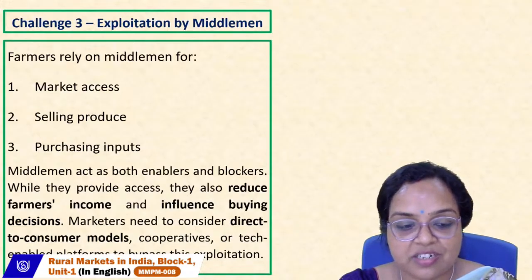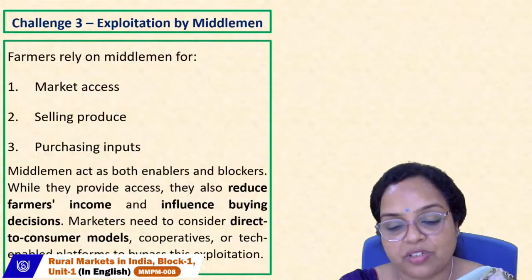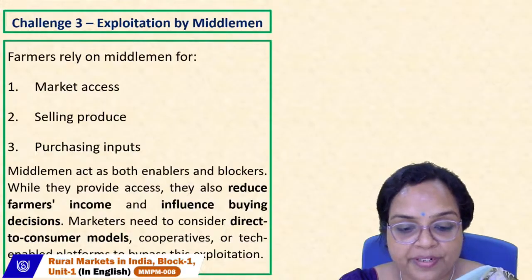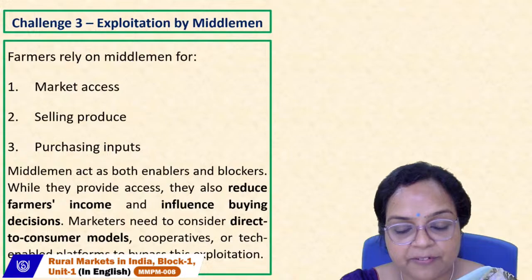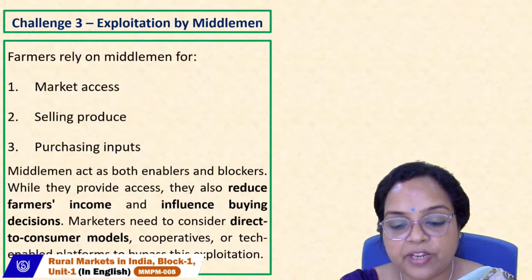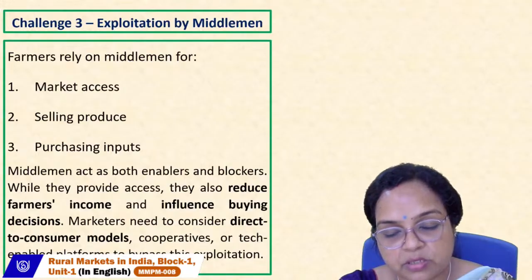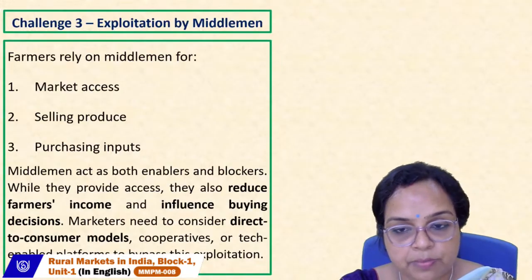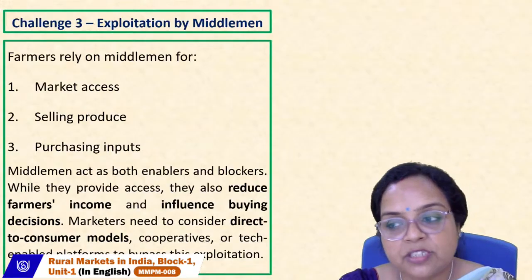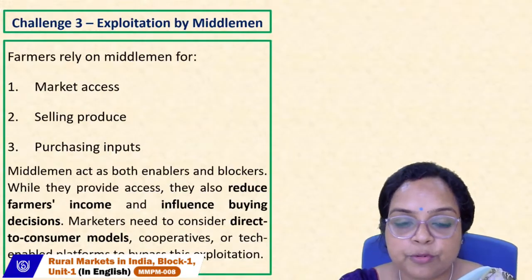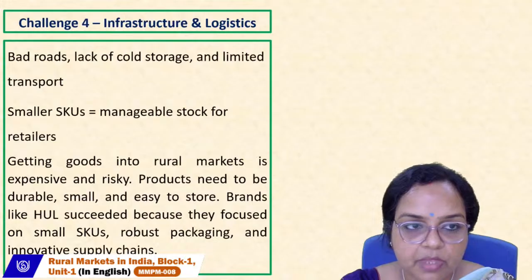Marketers need to consider direct to consumer models, cooperatives, or tech enabled platforms to bypass this kind of exploitation. Marketers have to take serious note of this structure that is not very visible, but they are influencers for the buying behavior of rural belt consumers.